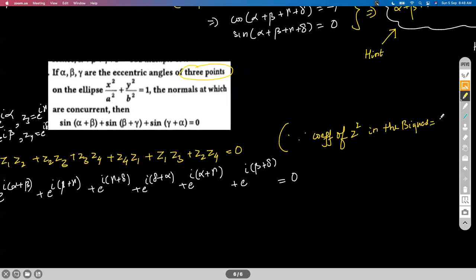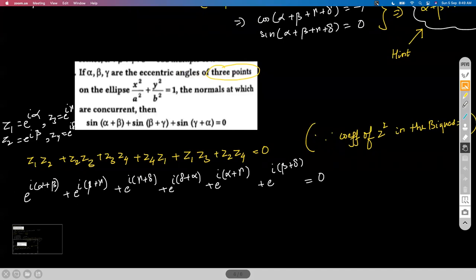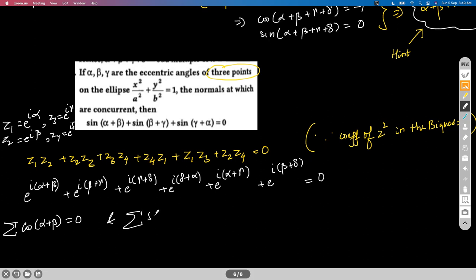I'm just writing it down so that when you're referring to your notes a little later on. What it means indirectly is that summation of cos of alpha plus beta will be zero, and summation of sine alpha plus beta will also be zero. In fact, from this concept, these two properties also evolve. So please note down as a property that if you take cos of any two of the eccentric angles of the feet of the co-normal points, the cos summation will always give you zero. Similarly, sine summation will also give you zero. Now I'm going to use this result to achieve my purpose.